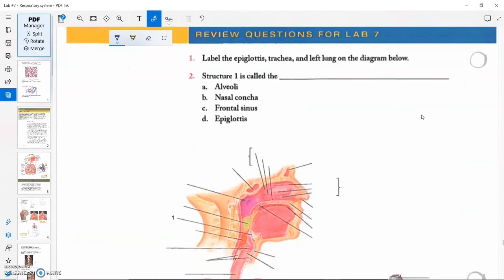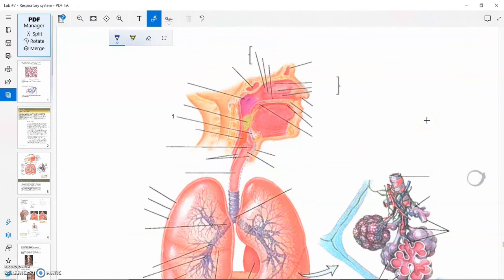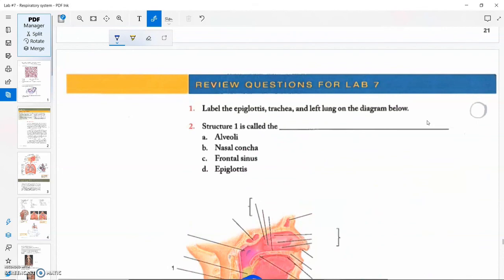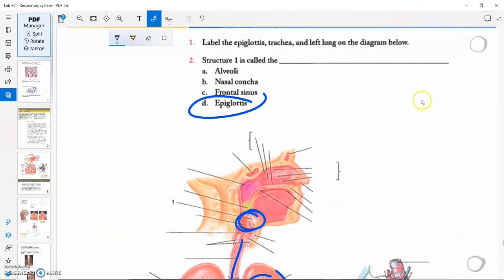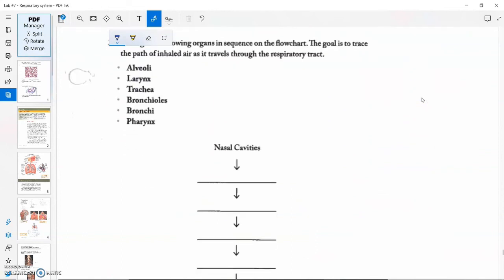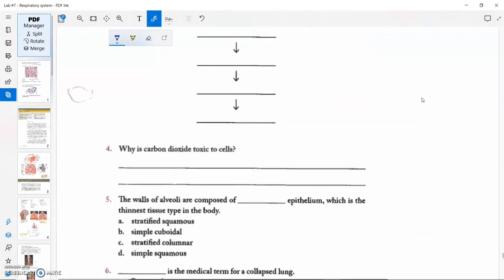So, epiglottis, trachea, left lung on the diagram. Epiglottis, trachea, left lung. Structure number 1, well, that's the epiglottis, essentially. Sequence: we have pharynx, larynx, trachea, bronchi, bronchioles, alveoli. That is the proper sequence.